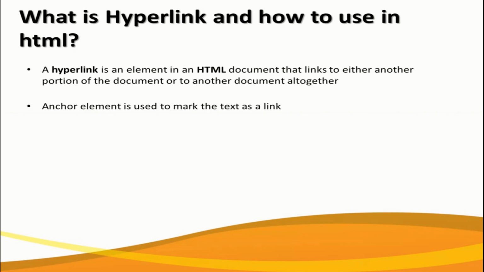We use the anchor element to make any text or picture a link. The anchor element is represented by an opening and closing a tag. Whatever text or picture you want to make a link, keep it inside the anchor element, or you can say within the a element. In the next slide, we will see the common attributes we can use with anchor elements.